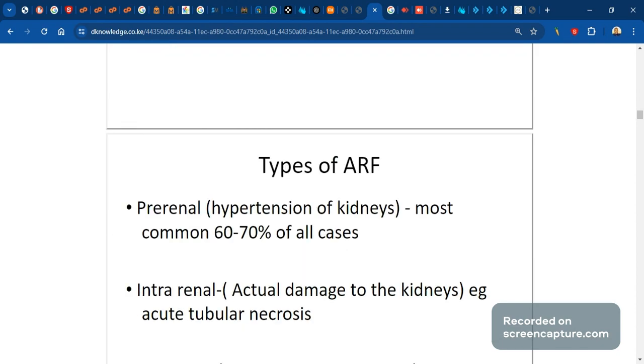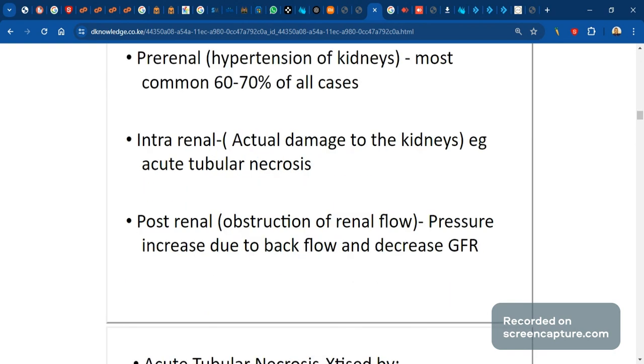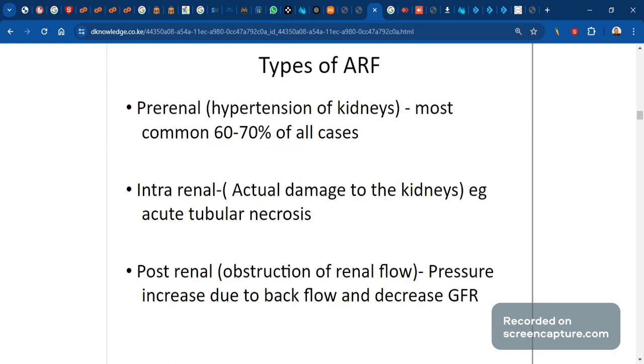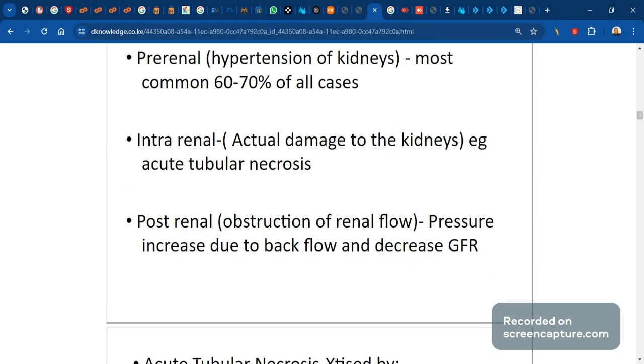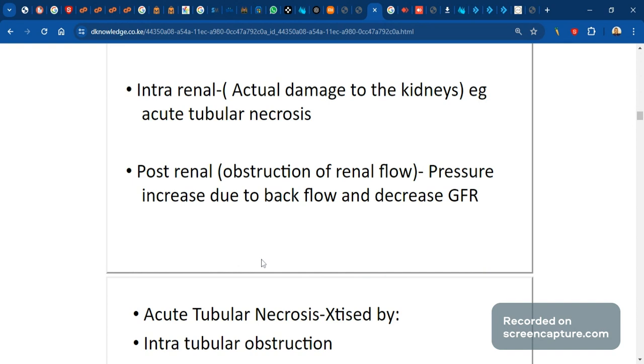Types of renal failure are classified into three: prerenal, intrarenal, and postrenal. Prerenal is before the blood enters the kidney. Anything that makes the kidney fail based on the blood circulation from the heart to the kidney is under prerenal. Intrarenal is within the kidney itself. Anything that causes the kidney to get damaged within itself, like acute tubular necrosis, is under intrarenal. Then postrenal is after the kidney, toward the ureter and the bladder. Any obstruction of renal flow from the kidney causes pressure increase due to backflow and decreased GFR.